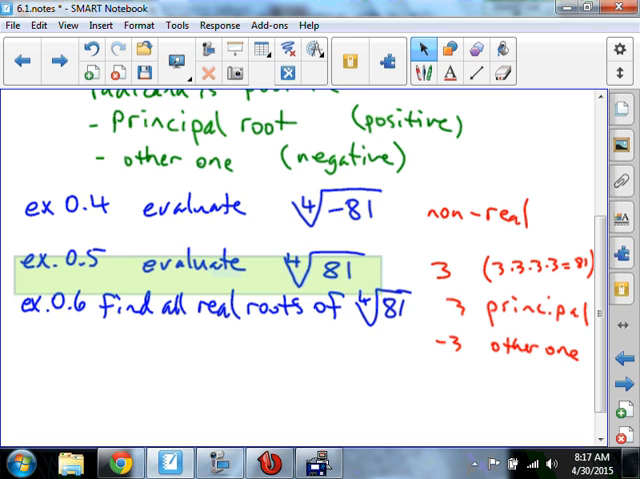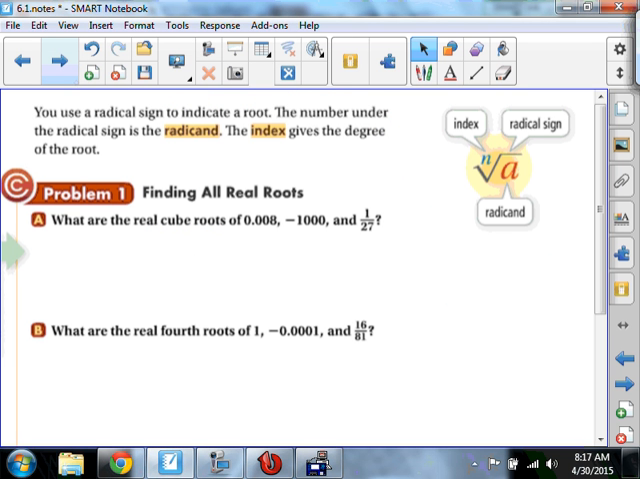Well, let's go to some of the examples in the notes here and see if we can do these. What are the real cube roots of the following numbers? 0.008. Whoa. Now, we know that the real cube root of 8 is 2, so it's got to be some relative of 2. It's 2's cousin. So what do we think for this 0.008? 0.2. You're right. It's 0.2.